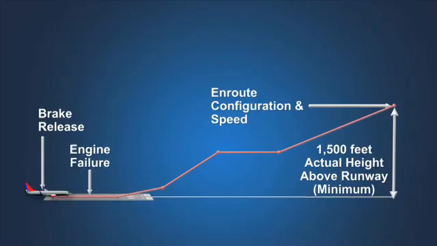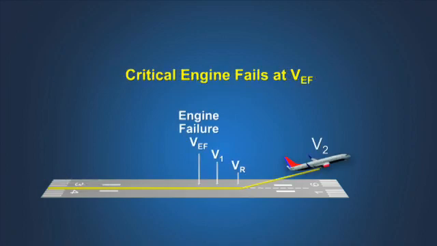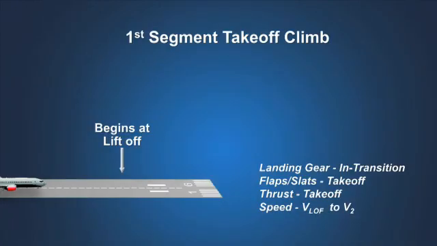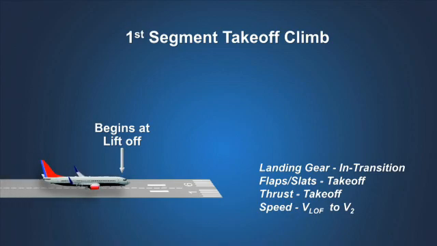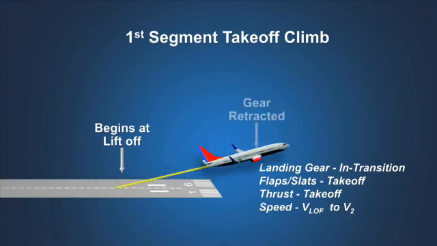The takeoff path is divided into a series of segments. Let's examine each of these segments in greater detail. The takeoff path begins from a standing start. The critical engine is failed at VEF and remains inoperative for the rest of the takeoff. The first segment begins at liftoff and continues until the landing gear is fully retracted. The airplane is accelerated in the air to V2 speed.